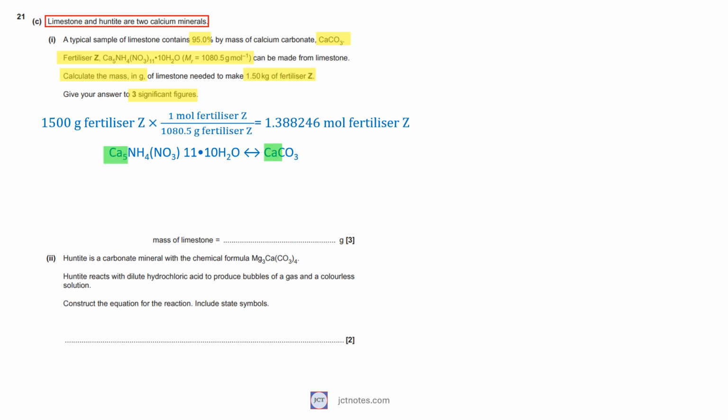Each mole of calcium carbonate has 1 mole of calcium. Then, for 1 mole of fertilizer Z, we need 5 moles of calcium carbonate. And for 1.388246 moles of fertilizer, we need 6.942231 moles of calcium carbonate.